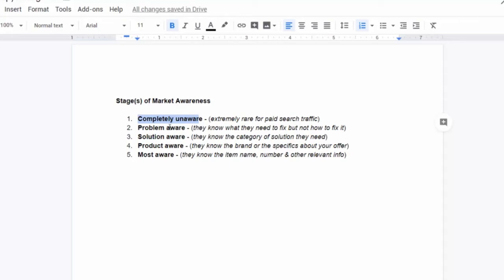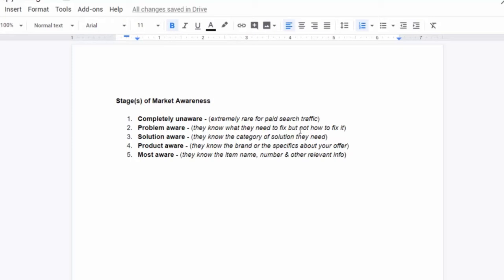So the second stage is problem aware. This is where they know what they need to fix, but they don't know how to fix it. They're aware of the problem and now they're looking for a solution. And then stage 3. This is where they know the category or the solution that they need. They're past the problem aware stage. They're now looking for an exact solution and they have an idea.